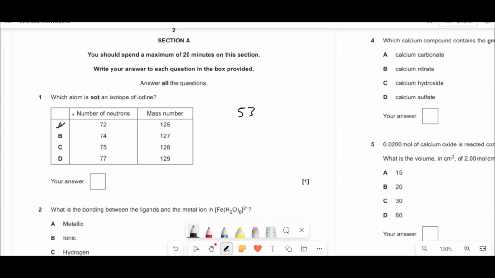Then if I do 74 plus 53, we get 127. That is one of them. Then if I do 75 plus 53, I get 128, which is correct here. And if I do 77 plus 53, I get 130. But hold on a sec, that's not 130. So it must mean the proton number has gone up, so it's not an isotope of iodine, so it's D. There you go. If you change the number of protons in an element, you've changed what element it is. So for example, iodine has a proton number of 53, but xenon has 54. So by that, it's got to be that.